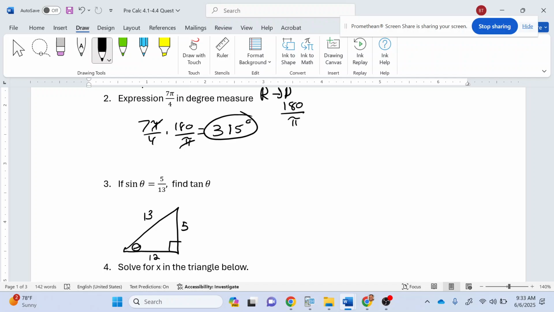If you don't remember that, you can still use the Pythagorean theorem, which is a squared plus b squared equals c squared. But now I need tan. Tan of theta is opposite over adjacent, or TOA, if you remember from SOHCAHTOA. So in this case, tan of theta is opposite 5 over the adjacent 12.